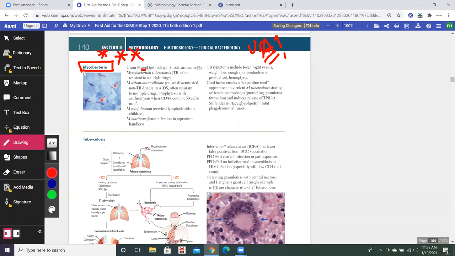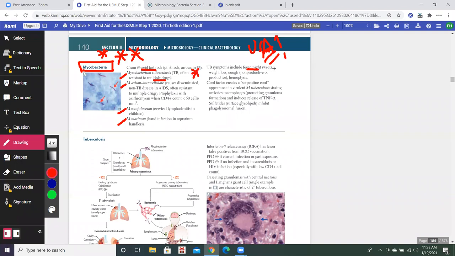It's a gram-positive acid-fast rod. It's acid fast, that is, it will show pink rods in acid-fast staining. Mycobacterium tuberculosis is often resistant to multiple drugs. And we have Mycobacterium tuberculosis, Mycobacterium avium intracellulare, Mycobacterium scrofulaceum, and Mycobacterium marinum. Each of these will cause different types of problems, but Mycobacterium tuberculosis is one of the most common and the most high yield. So let's talk about this one first.